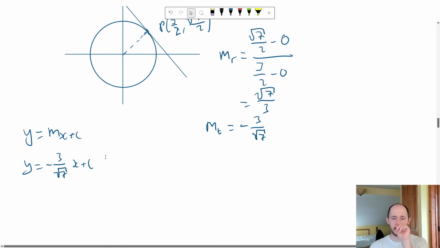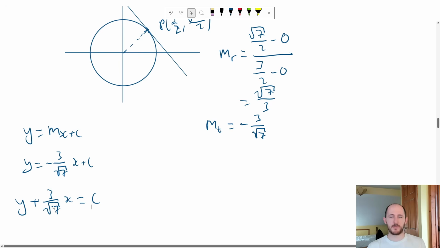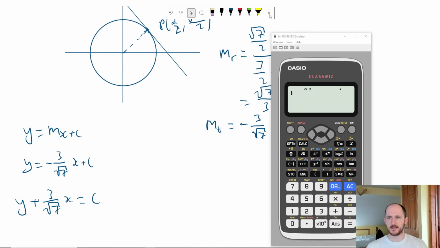So now we just need to find out what c is. So I'm going to move that over to the other side. So we have y plus 3 over root 7 x. And by the way, if this part confuses you about how I've moved it over first, I would like to point out it doesn't matter which order you do things, whether you move things and then sub in, or sub in then move it. It doesn't make a difference. Think mathematically. Have I done anything illegal going from here to here? If the answer is no, then you can do it. Then all I'm doing is subbing in the coordinates, so I can be super lazy here. X is 3 over 2, so we have y, which is root 7 over 2.